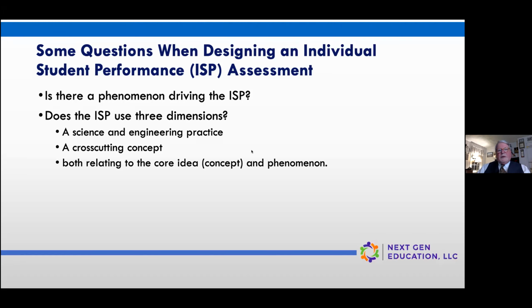Second, does the ISP, the individual student performance, use the three dimensions? If you're only looking at practices and the core idea, it's not really three-dimensional. You have to unfold in that cross-cutting concept. Oh, and by the way, folks, this is an excellent way for teachers to get cross-cutting concepts more under their belt, to be able to use them to structure the student thinking for that individual student performance. And those people that know me know that I heart cross-cutting concepts. That's my big thing.